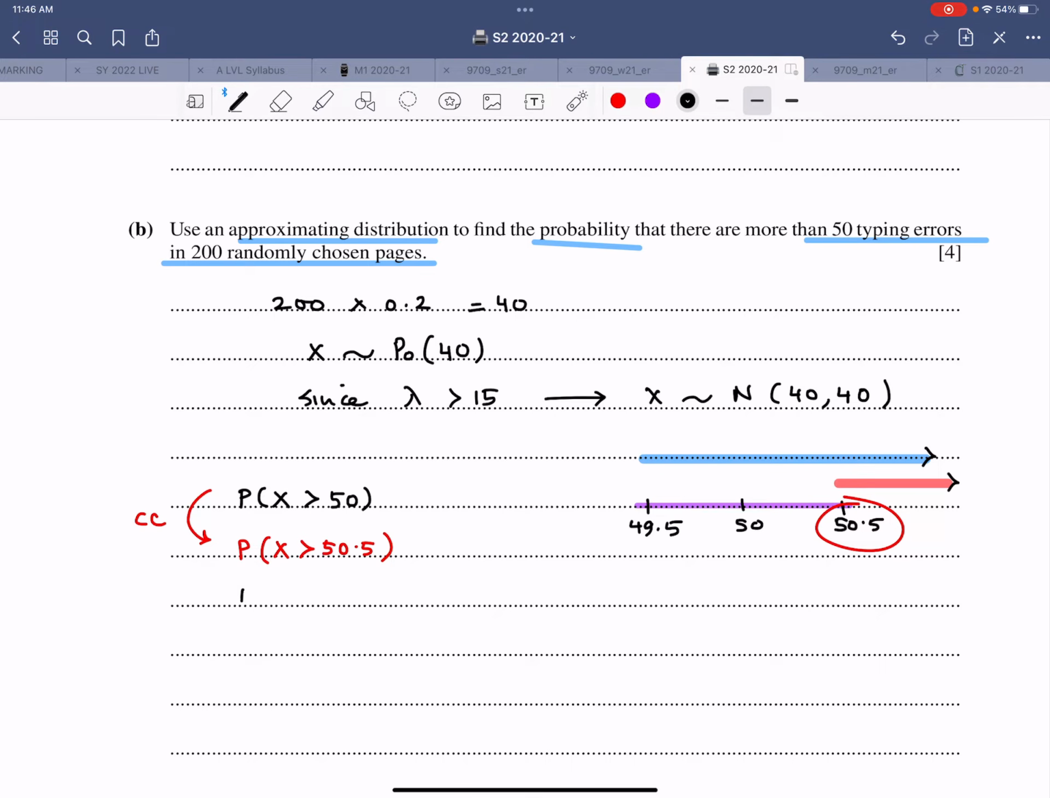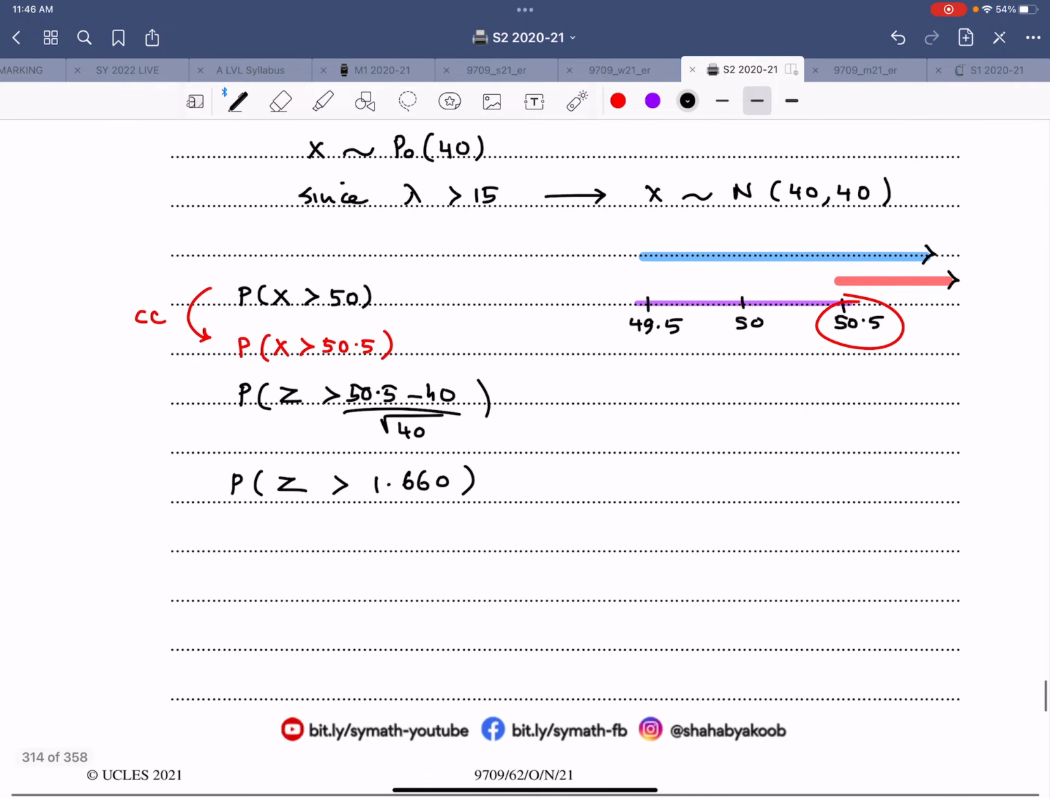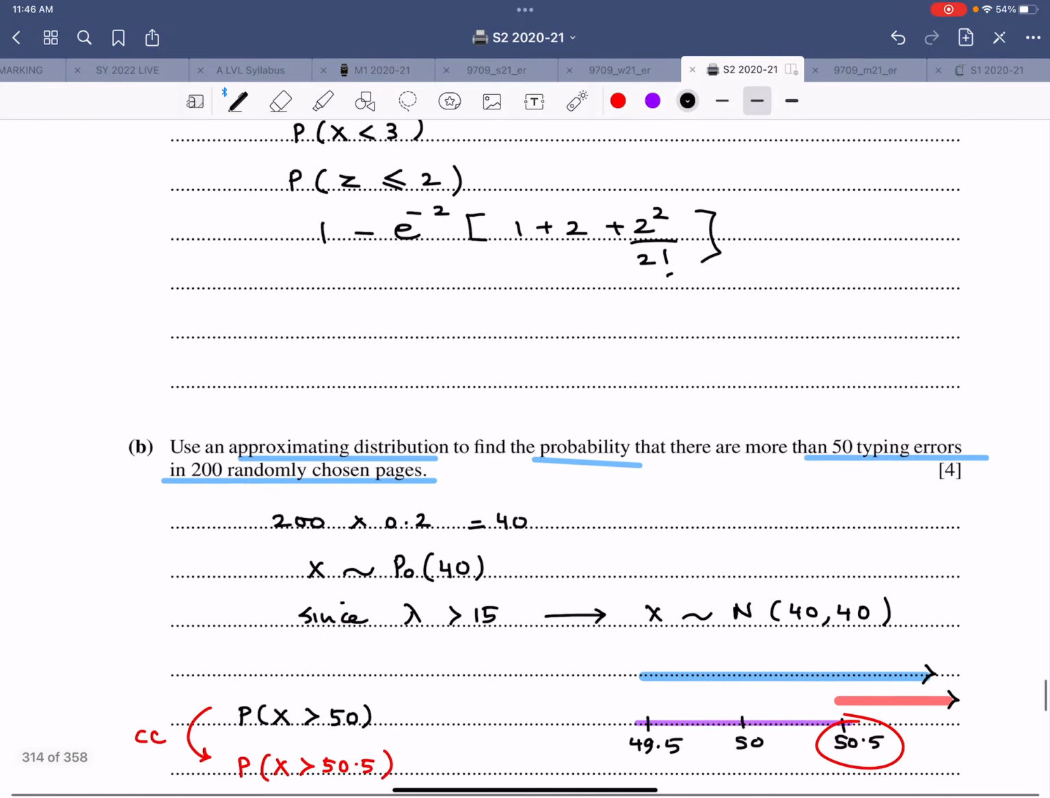So probability Z is greater than 50.5 minus 40 divided by root of 40. Let me grab my calculator and do the subtraction, and this comes out to be 1.660. Probability Z is greater than 1.660. This is 1 minus phi of 1.660. Go to the table, do the subtraction. This comes out to be 0.0485, correct to 3 significant figures. So now this is done.